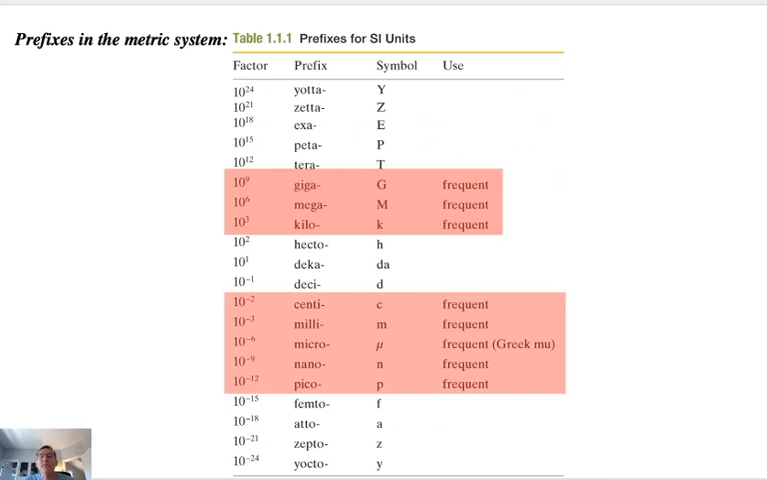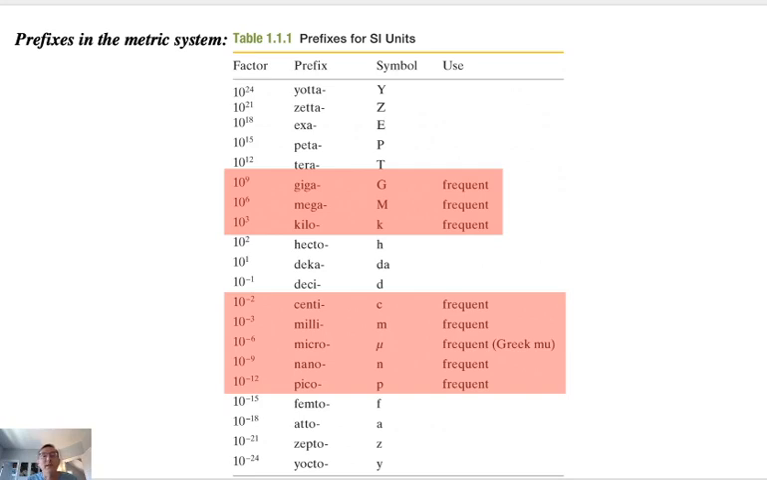Okay? Other common powers of 10. 10 to the minus 2 is centi, symbol little c. Right? So 10 to the minus 2 meters is 1 centimeter. 10 to the minus 3 is milli. 10 to the minus 6 is micro. Notice the symbol is the Greek letter mu. 10 to the minus 9 is nano. 10 to the minus 12 is pico. These are common prefixes in the metric system. You should know them.